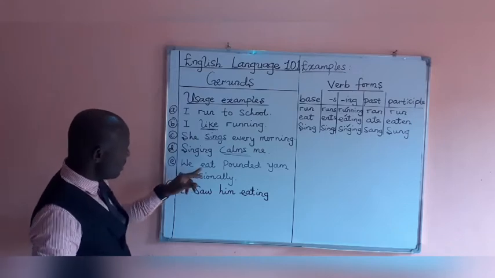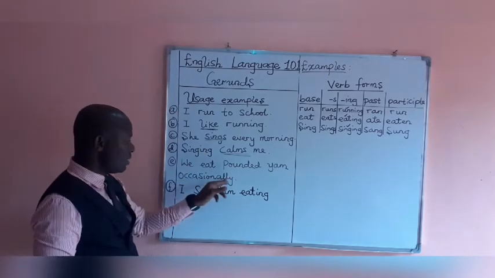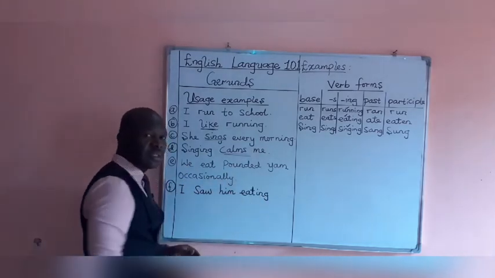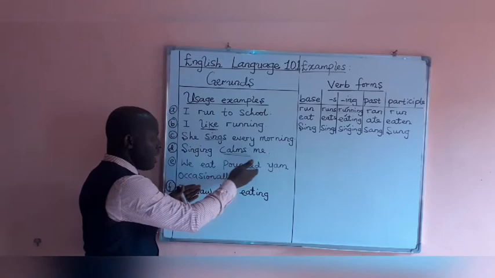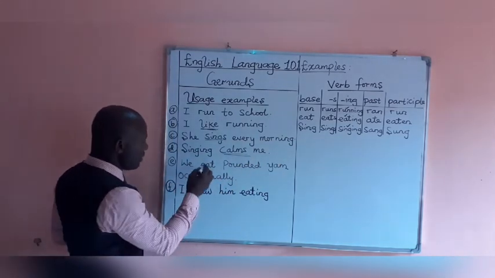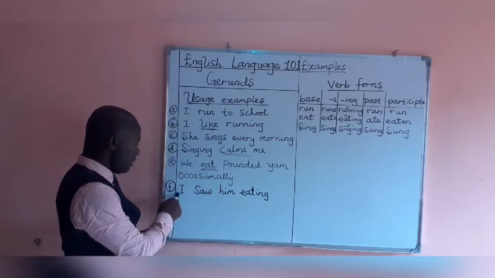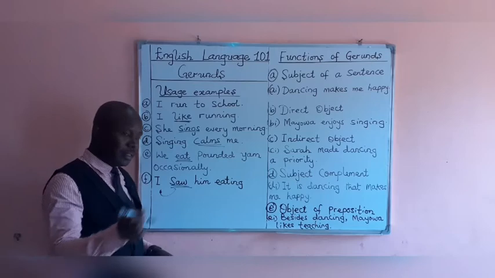We eat pounded yam occasionally. This is an African dish. We eat pounded yam occasionally. Now, in this sentence, eat is the verb. Let's look at the... All right.